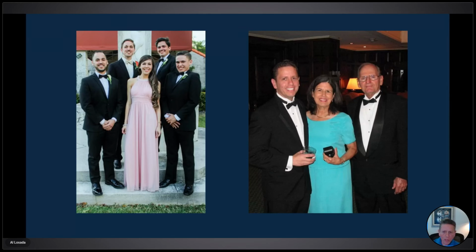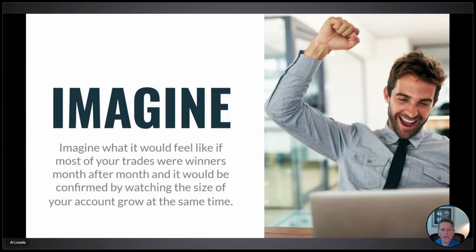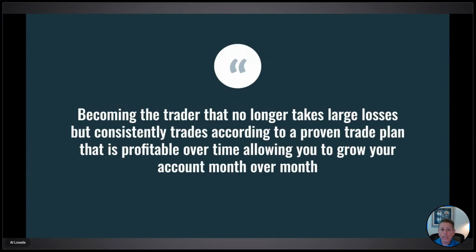One of the things that we need to talk about is mindset. Let's imagine what it would feel like if most of your trades were winners month after month, and it would be confirmed by watching the size of your account grow. Number two is becoming a trader that no longer takes large losses, but consistently trades according to a proven trade plan that is profitable over time, allowing you to grow your account. Those are goals for all of us as traders, and hopefully with the right mindset, the right trade plan, and the right processes, you can make it, and you can certainly do it.